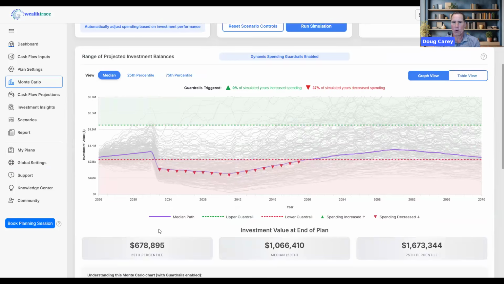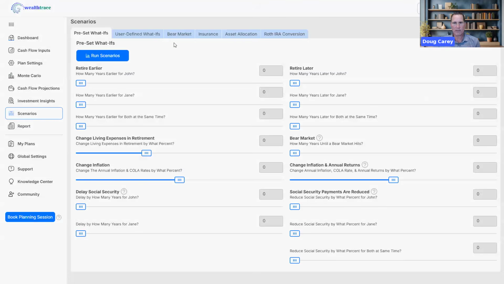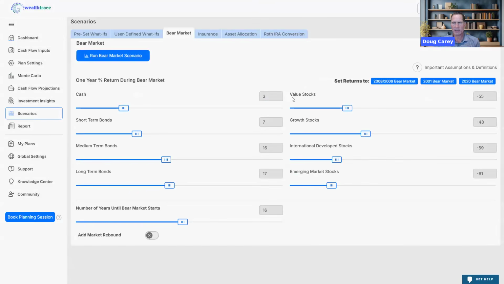The way you can force the issue in WealthTrace is to run a bear market scenario, where you say we're going to have a bear market right when I retire. You can specify the year. If you're going to retire in 10 years, you can say 10 years, and run a bear market scenario to see just how painful that would be if it occurred right when you retire. So that's a way to force the issue in WealthTrace.